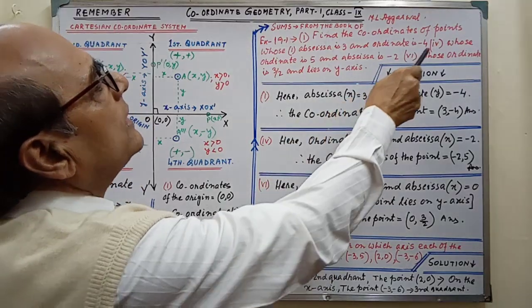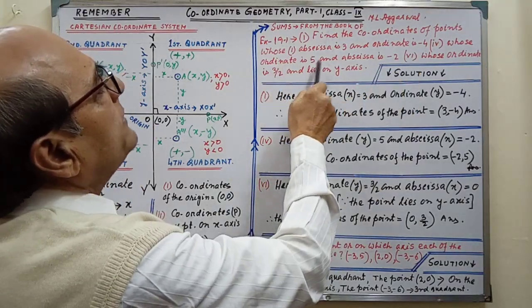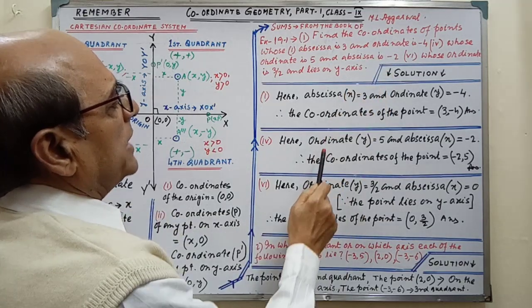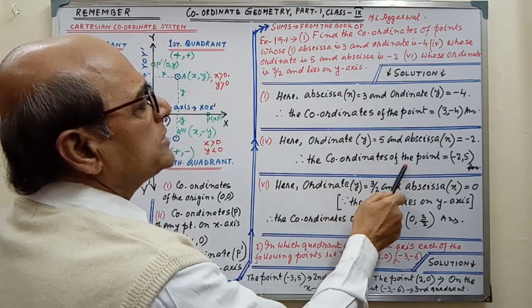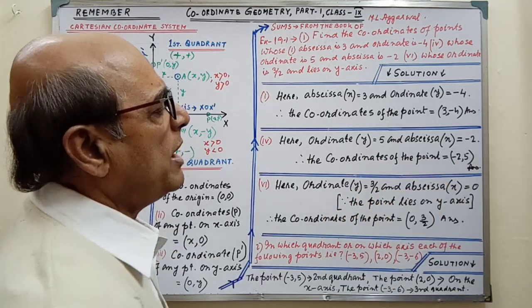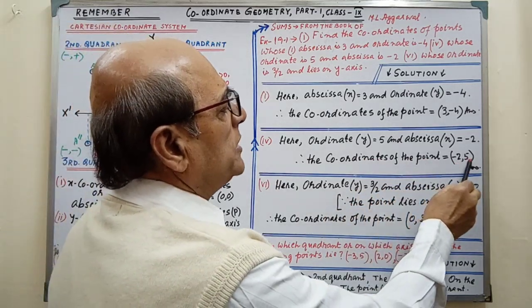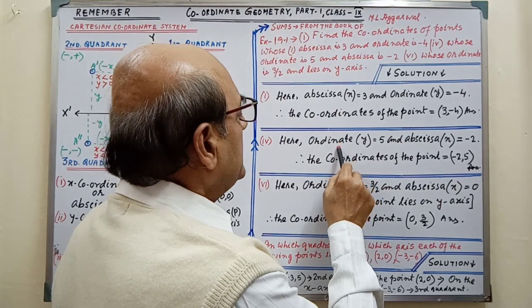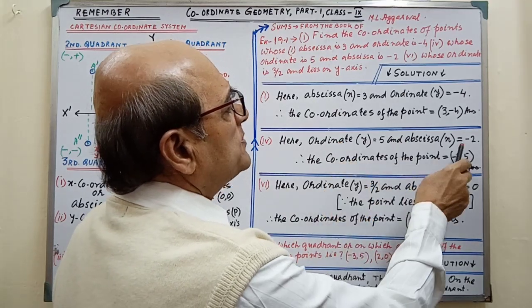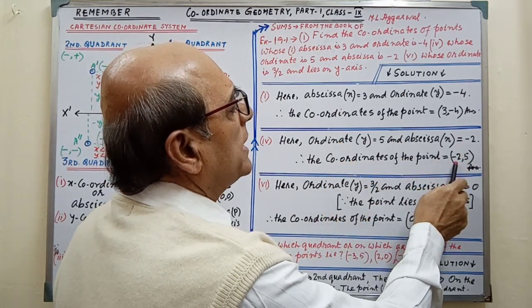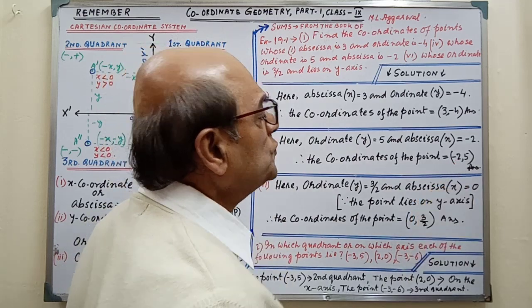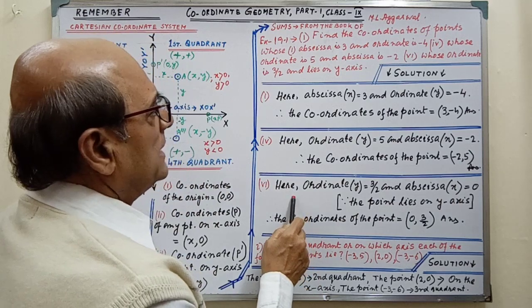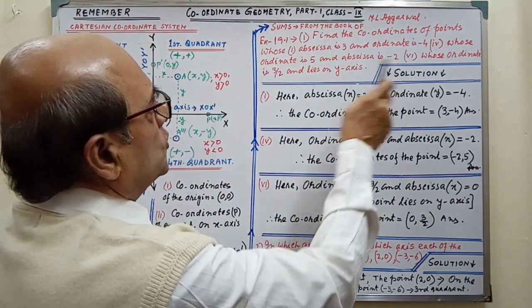Next, ordinate is 5 and abscissa is minus 2. Therefore, coordinates of the point: abscissa you always have to write first, that is x coordinate, then y coordinate. Though here ordinate is given first and abscissa second, when you are writing coordinates we have to write minus 2, 5.